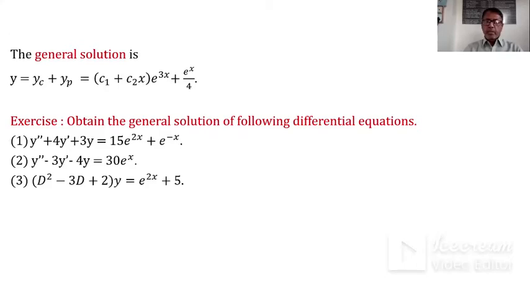Now the third: bracket D square minus 3D plus 2 bracket complete operating on y is equal to e to the power 2x plus 5. These are the examples for practice. You saw these examples. Now we stop our today's lecture.